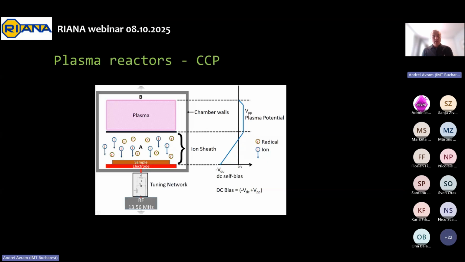So a plasma reactor, so basically it's a chamber. You need to have it as sealed as possible. It's connected to a pumping system, and you just have a chamber, a grounded chamber, and an electrode at the bottom on which you place the sample. This is one of the simplest types of reactors that we use in our labs. They are called capacitively coupled plasma reactors because it looks like a capacitor.